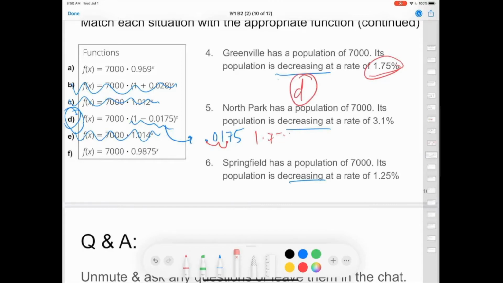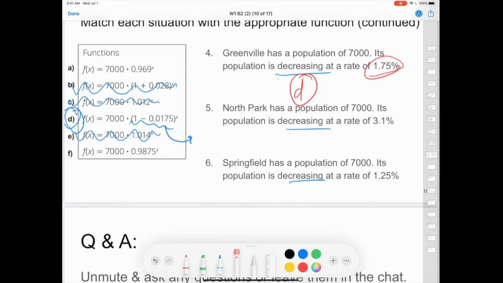Okay. And then for the other two, you have A and F as options. Now you have 0.969 and then you have 0.9875. So what you want to do is actually work one of these out to see which one gives you A or F. So let me show you what I mean by that.